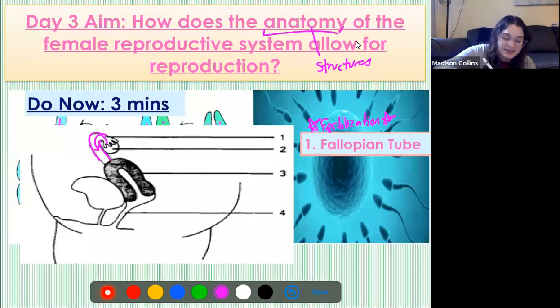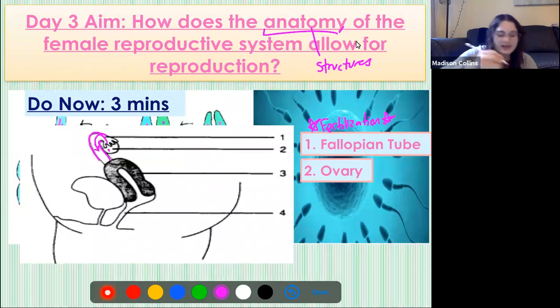number 2 is going to be the structure known as the ovary. This is where eggs are stored, and then once a month, an egg is going to be released from that ovary through a process known as ovulation. Now remember, there are 2 ovaries, and they're basically going to alternate turns. So 1 month your left ovary might release an egg, and then the next month your right ovary might release an egg. It'll alternate, but just 1 egg is released per month.